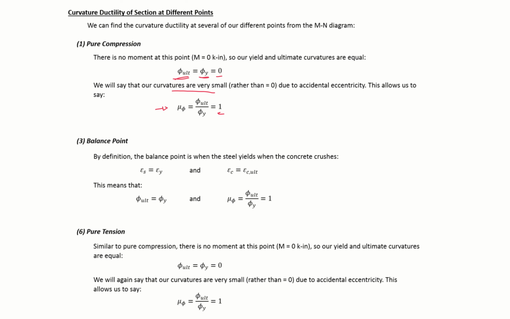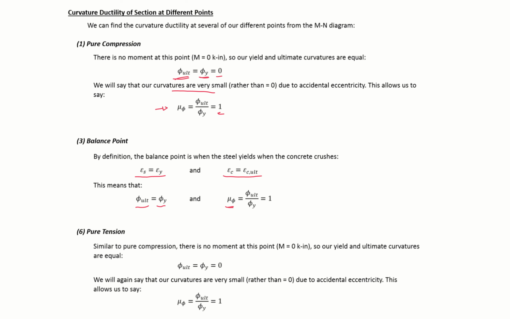With our balance point, by definition, our steel yields when we reach ultimate. So our ultimate curvature is equal to our yield curvature. So here, our curvature ductility is going to be equal to 1.